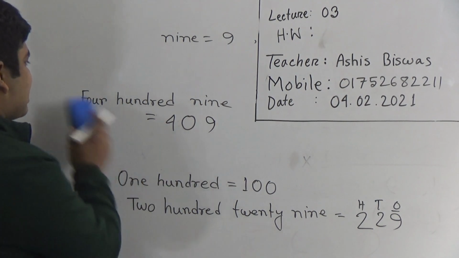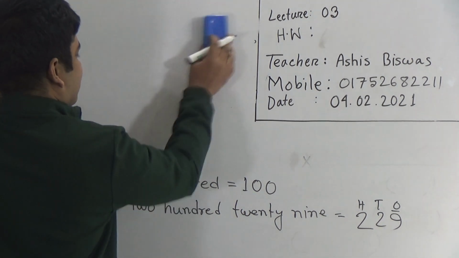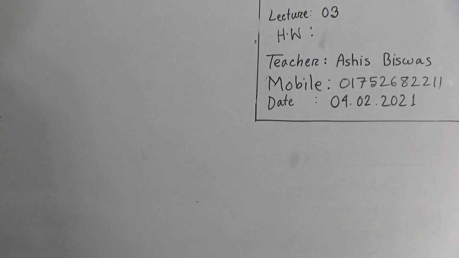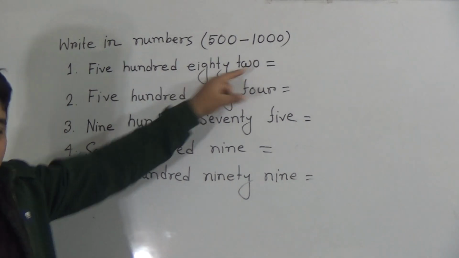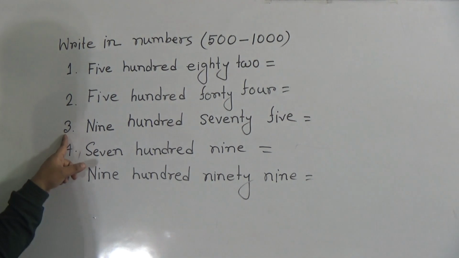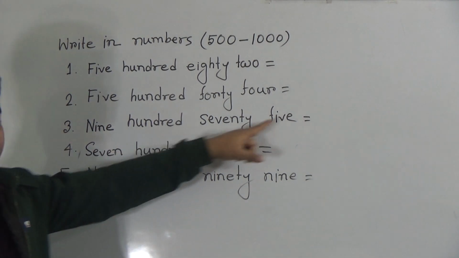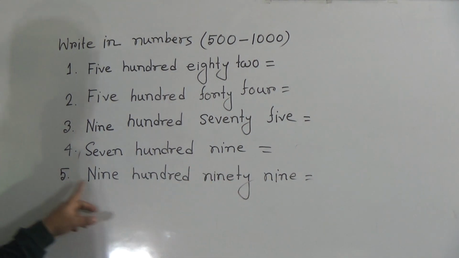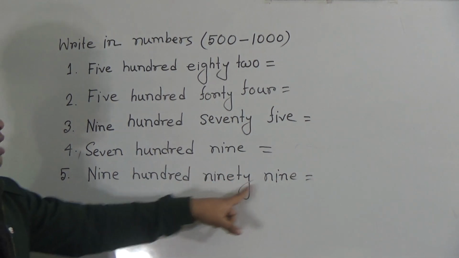Okay. So just like this one, today we shall learn 5 problems. That means 5 write in numbers. Okay. First one 582, second one 544, third one 975, fourth one 709, fifth one 999.